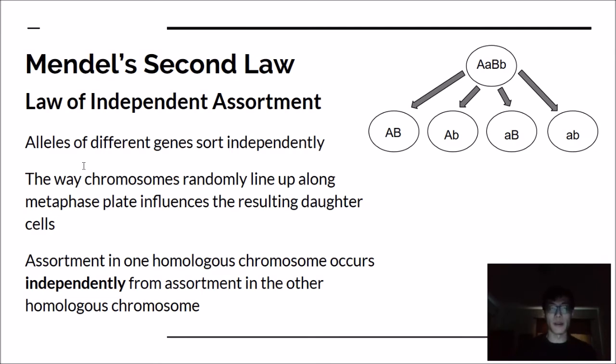What's really also important is that assortment in one homologous chromosome occurs independently from assortment in other homologous chromosomes. So basically what you're thinking about here is that one homologous chromosome isn't necessarily affecting another, which means that if the genes are going to be on different chromosomes, they're not going to be connected to one another, and they're going to be passed on and assorted independent of one another. Hence the law of independent assortment. We will eventually figure out this is not completely true.